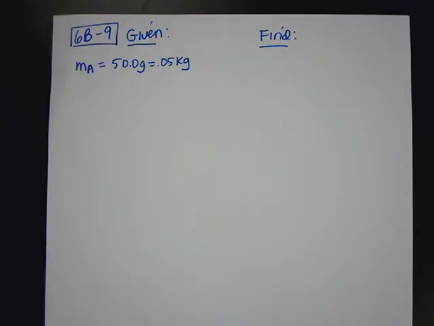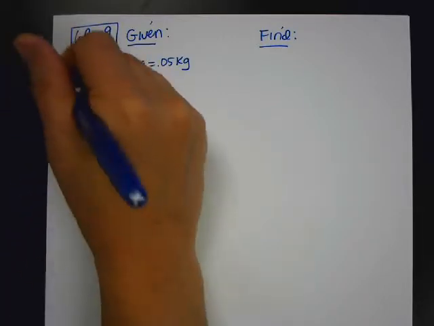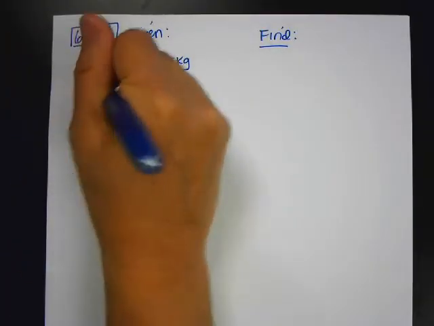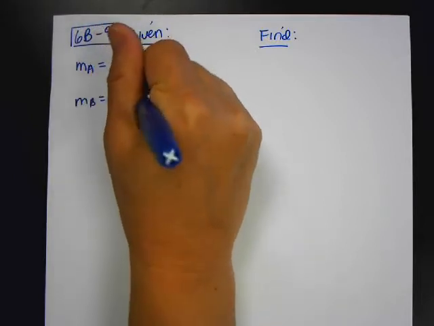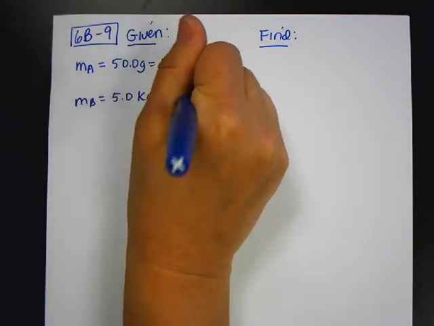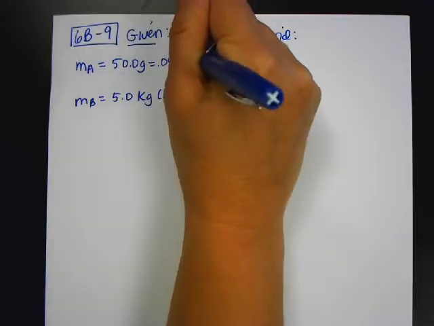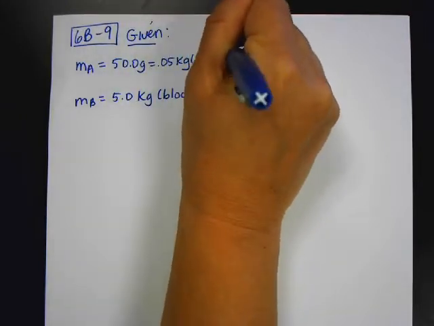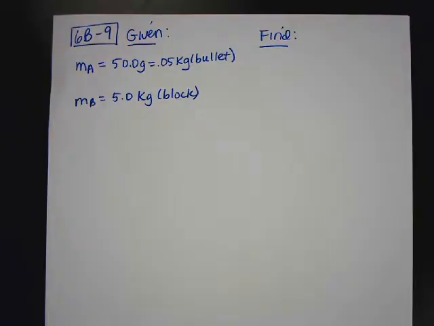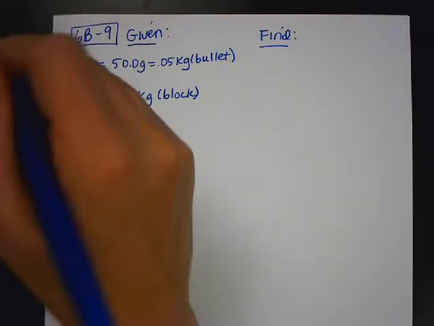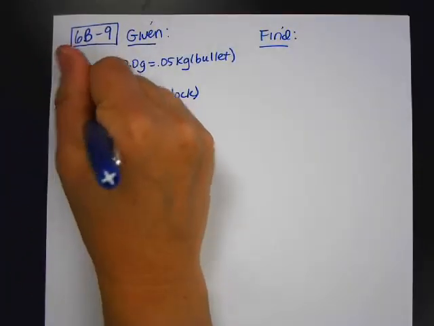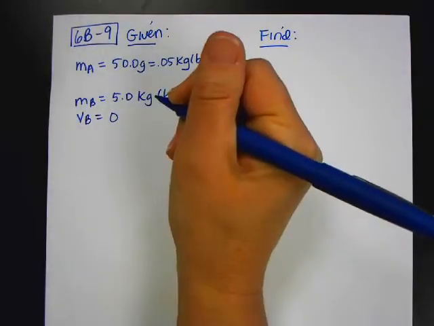It strikes a wooden block of 5 kilograms. So I'm going to call the block B. So this is the block, and this is the bullet. And it becomes embedded in the block. So if I want to picture this, the block and bullet then fly off at 10 meters per second. So they're together. It doesn't say in this problem, but the velocity of the block is 0.